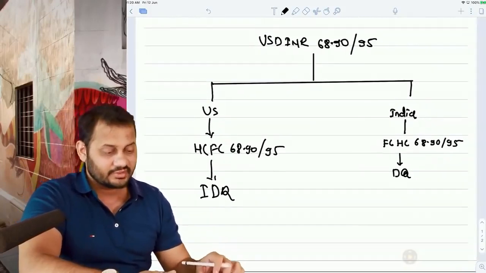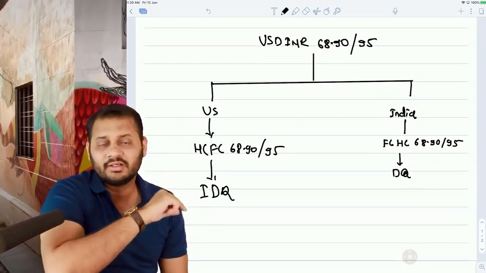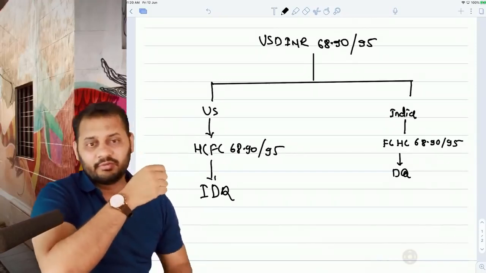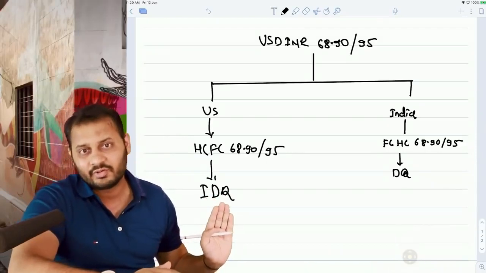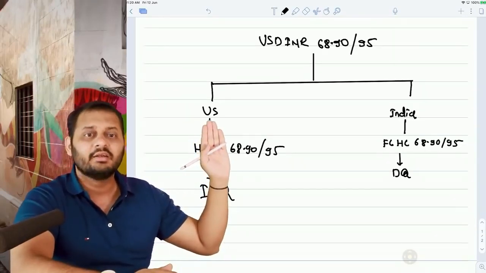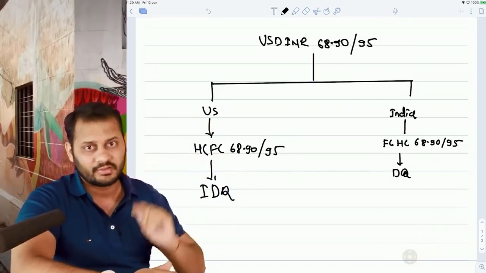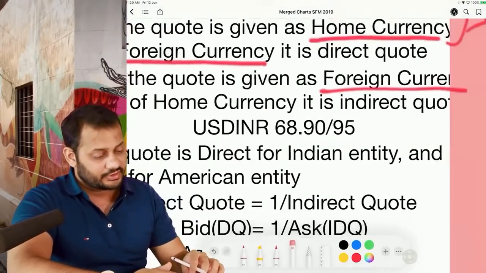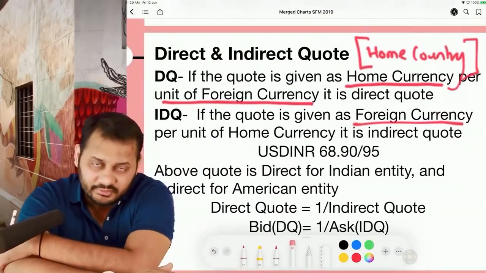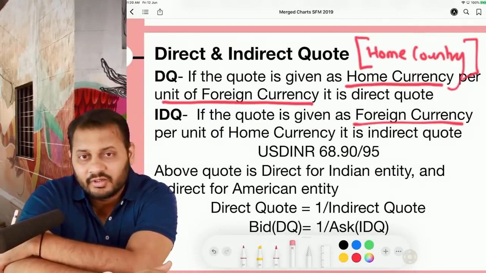So understand the difference: the same rate, the same quote, can be direct for someone and indirect for someone else. So it is very important, before concluding that it is a direct or indirect quote, to understand whether we are from India or from the US. There are lots of questions in which we have to find out whether this quote is direct or indirect, and it is not clear in the question whether we are from India or the US.